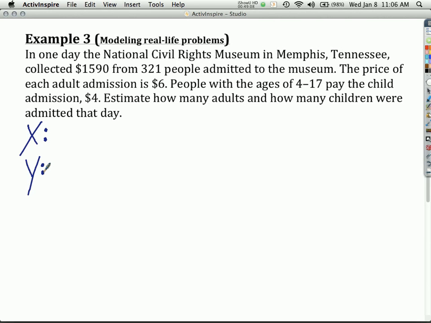So what could x represent in this scenario? Jabari? Yeah, but I'm going to be even more specific. We're going to say the number of adults. And so if x is the number of adults, what should y be? What should it be? Tristan? Yeah, the number of children. So we've identified what our variables mean.